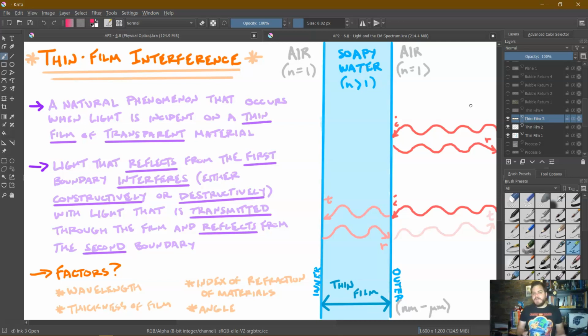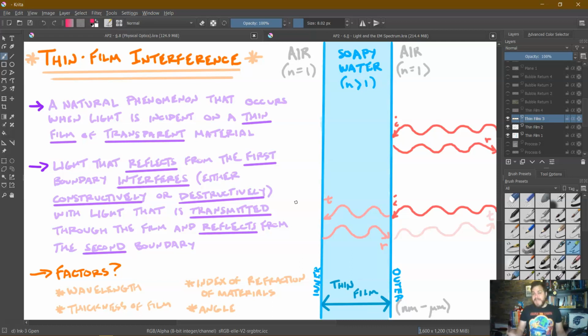The index of refraction of these materials matters because when we have the light going from air to soapy water, so that's going from a lower index of refraction to a higher index of refraction, that's going to reflect out of phase, as though it hit a hard barrier. And if it goes from soapy water to air, from a higher index of refraction to a lower index of refraction, it's going to reflect in phase because it's kind of a softer barrier. So basically, if these indices of refraction are greater or less, that can change whether or not the light waves flip when they encounter these barriers.